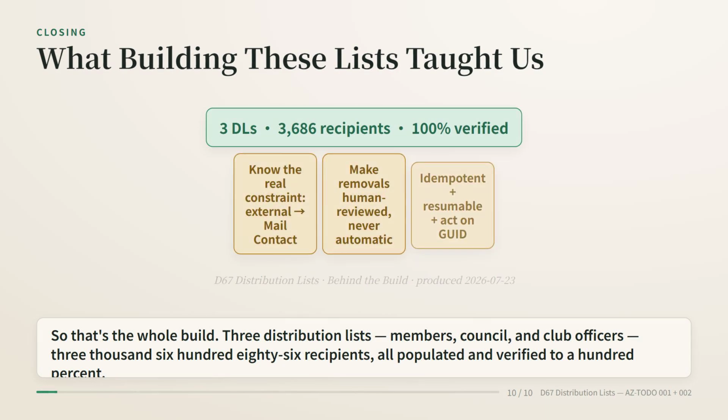So that's the whole build. 3 distribution lists, members, council, and club officers, 3,686 recipients, all populated and verified to 100%.